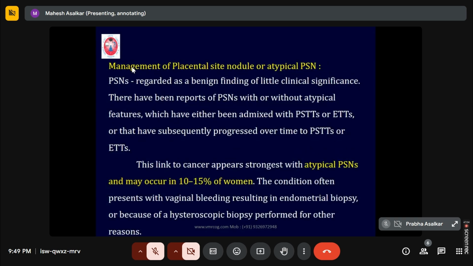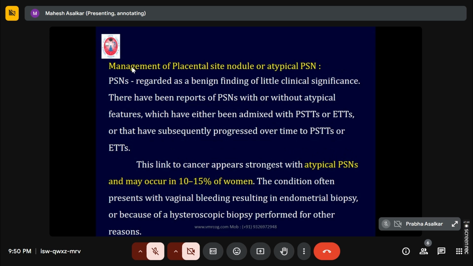The management of placental site nodule or atypical PSN. PSNs are regarded as a benign finding of little clinical significance. There have been reports of PSN, that is placental site nodule, with or without atypical features, which have either been admixed with PSTT or ETT, or that they have subsequently progressed over time to PSTT or ETT. Okay, this link to cancer appears strongest with the atypical PSN and may occur in 10 to 15% of women. The condition often presents with vaginal bleeding resulting in endometrial biopsy or because of hysteroscopic biopsy performed for other reasons.